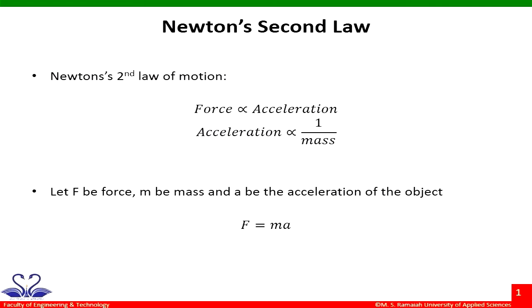We know from Newton's second law of motion that the force applied on an object is directly proportional to the acceleration of the object produced by the force. Also, this acceleration is inversely proportional to the mass of the object. If F is the force, m the mass and a the acceleration of the object, we know that F equals m times a.